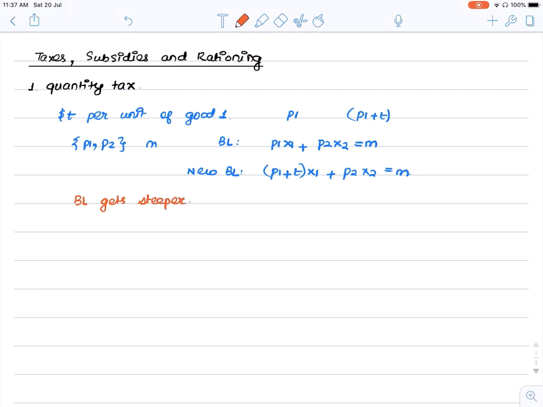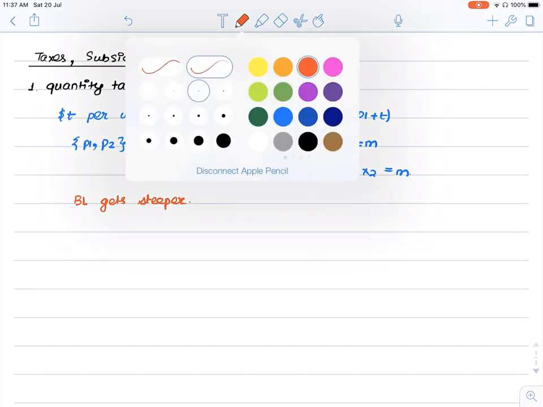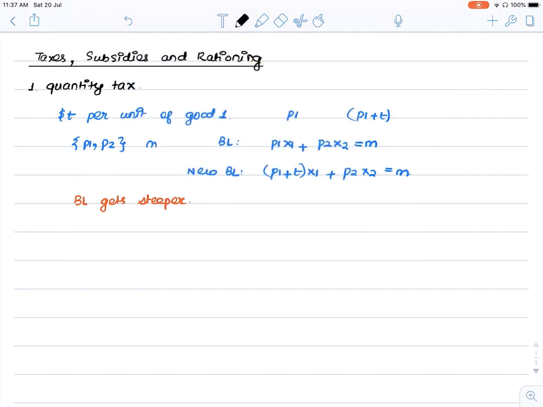You may also try to draw this budget line and see whether the budget line gets steeper or flatter when the tax is imposed. First of all, we'll draw the initial budget line, and then we will see what happens if the tax is imposed and the new budget line is drawn. What happens in that case?